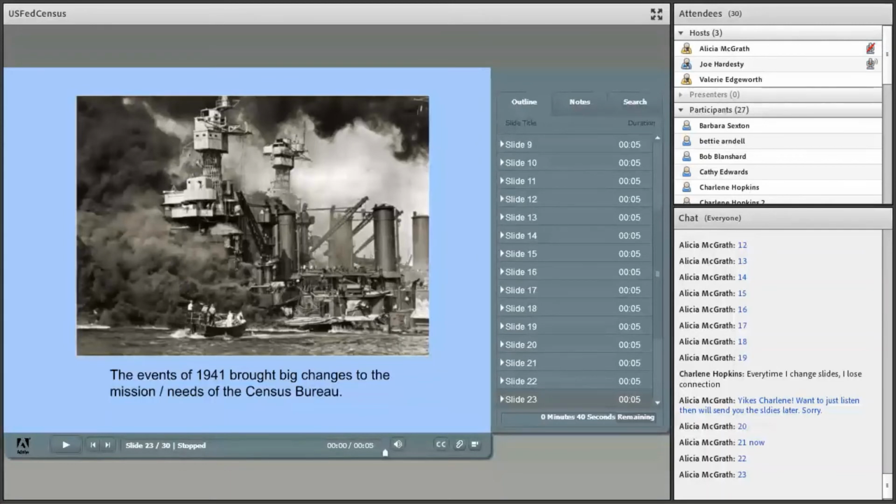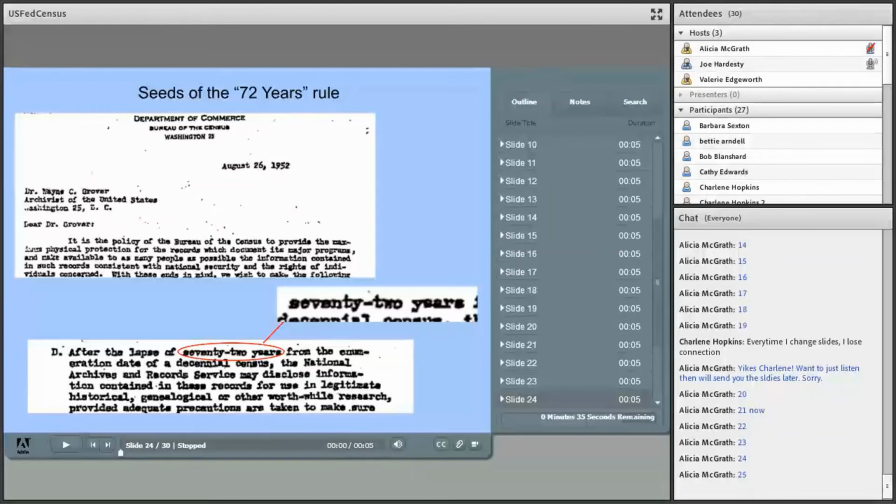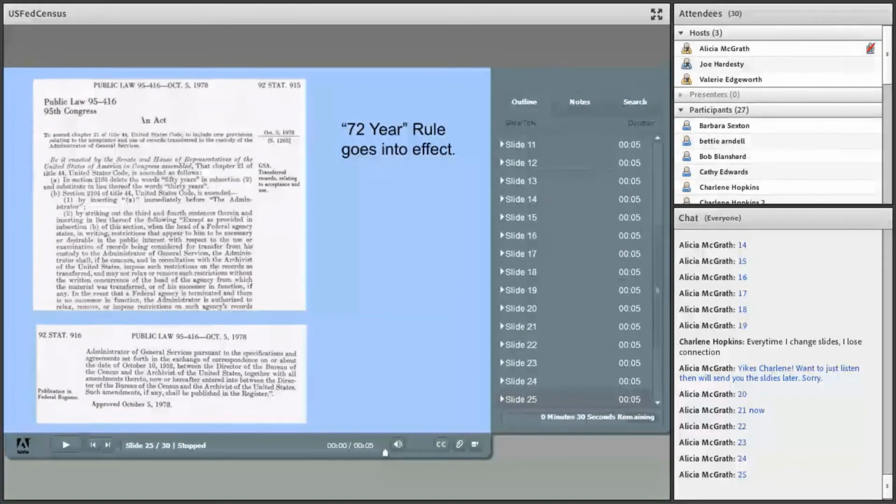Now, let's move on. Slide 24. In 1952, a man by the name of Roy Peel, who was the director of the Census Bureau, writes a letter to Wayne Grover, who was the archivist at the time, and proposes what's called the 72-year rule. That's why we're not able to see any census today after 1940. Now, it's interesting that this proposal was made in 1952. If you go to slide 25, you'll see that it wasn't until October of 1978 that the 72-year rule actually goes into effect. So you could thank Public Law number 95-416 as the reason for that 72-year privacy rule.